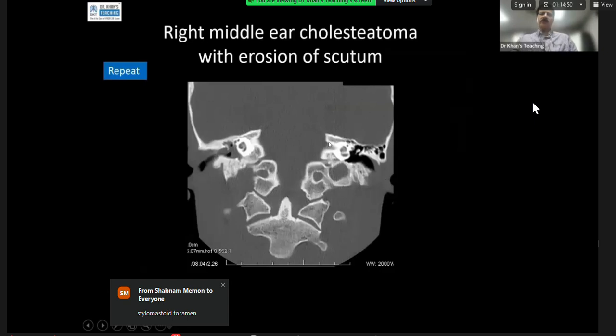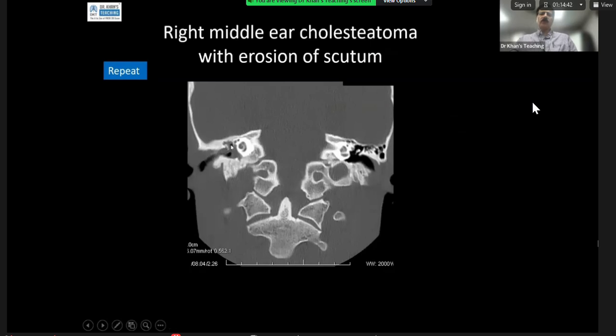Okay, so this was the case when we started. So this is the scutum which is eroded. There is soft tissue opacification which is involving the epitympanum as well as the mesotympanum. This is the tympanic portion of the facial nerve. This is the labyrinthine. Nothing is happening there. On this slice, we don't see the lateral semicircular canal, but we can commit that the tegmen tympani is not eroded. So this ossicle maybe looks slightly attenuated.